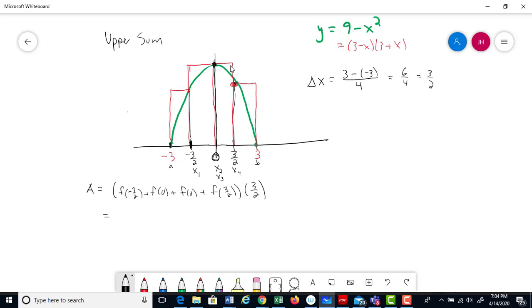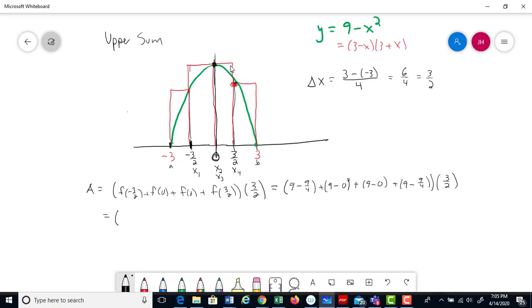So this is going to be equal to, well, ugly. That's fine. I'll do it over here so I have some more room. So this is going to be equal to 9 minus, when you square a number, it's always going to be positive, so 9 over 4, plus 9 minus 0 squared, which is going to be 9, plus 9 minus, when I square that, it's going to be 9 over 4 again. And if I knew one side, I knew the other, so I don't really have to do everything twice. So times 3 over 2.